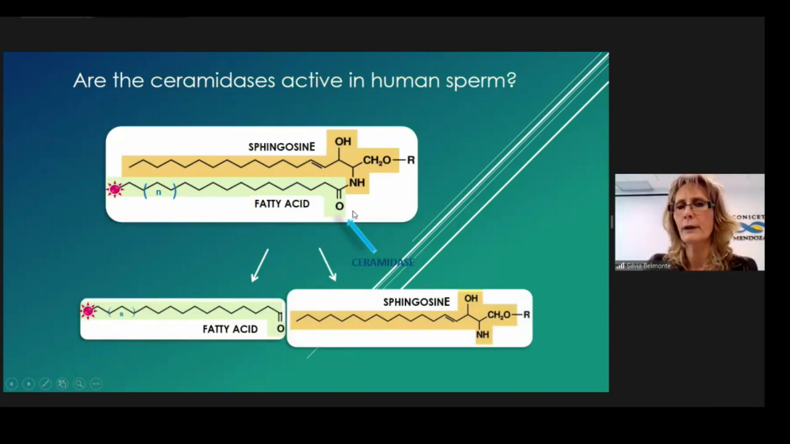Entonces, lo que hicimos fue utilizar una ceramida que tenía un ácido graso de 12 átomos de carbono, un ácido láurico, pero acoplado a un fluoróforo. Cuando la ceramidasa actúa sobre esta molécula, se libera el ácido graso, que cuando lo separamos, hay una fase detergente y una fase acuosa, queda en fase acuosa. Corremos una TLC y separamos el ácido graso marcado, que lo podemos ver.